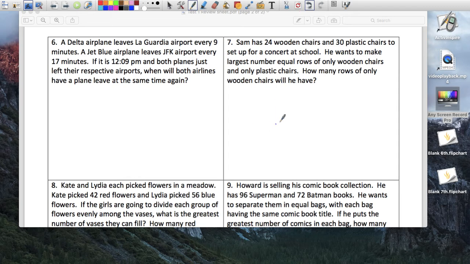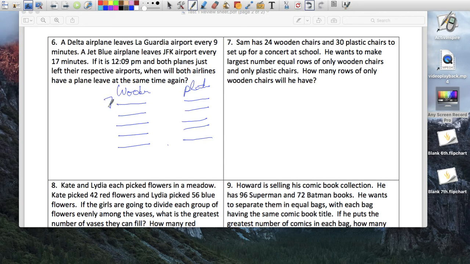Okay, there's a concert. There's 24 wooden chairs, 30 plastic chairs, and he wants to make the largest number of equal rows. So rows of wooden chairs. All right, wooden over here. Rows of plastic chairs. That's what he wants to make. All plastic chairs, I guess. Aesthetically, he just wants to make it pretty. And what do we want? He wants to make the largest possible number of rows, and so that every row has the same amount.